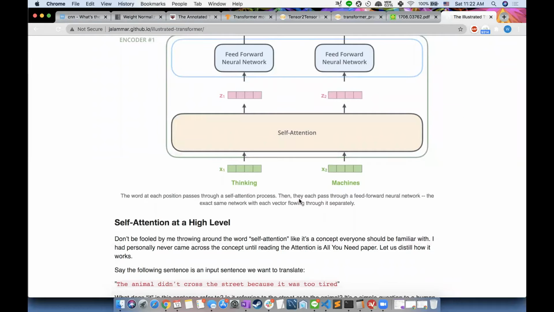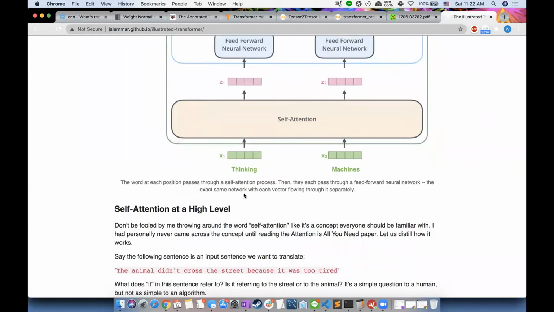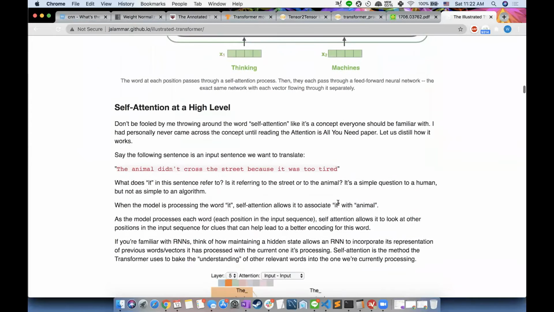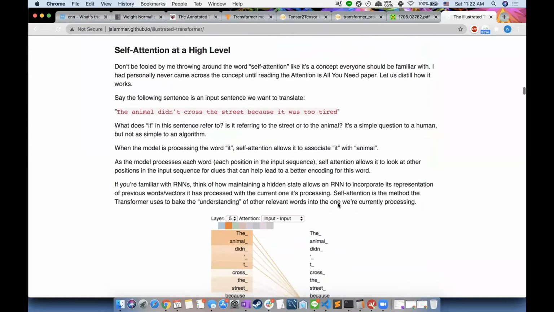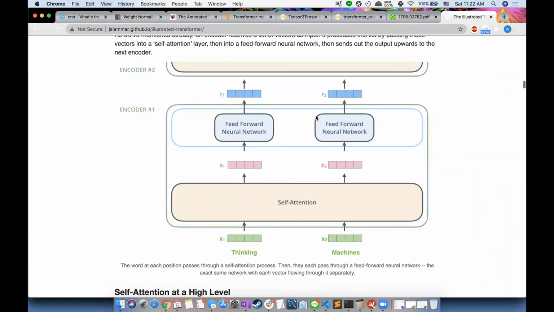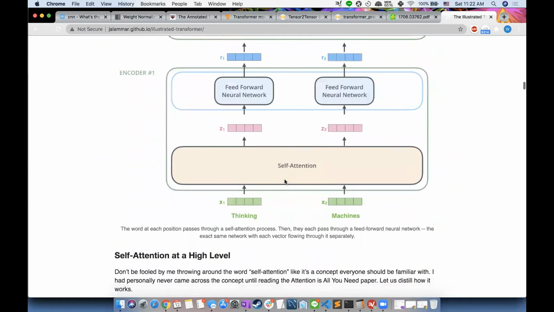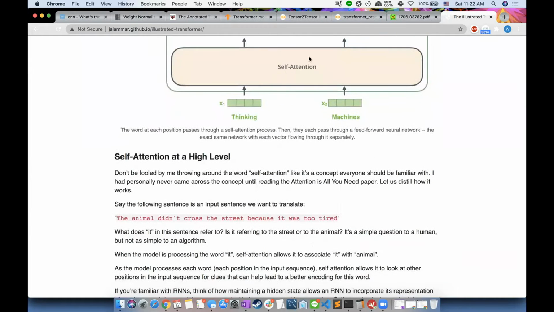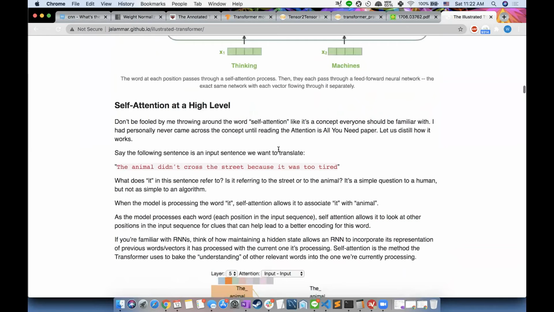The word at each position passes through a self-attention process, then they each pass through a feed-forward neural network, the exact same network with each vector flowing through it separately. Now we're going to explain what self-attention is, because we already know feed-forward neural networks, obviously. We just need to get to know what self-attention is.